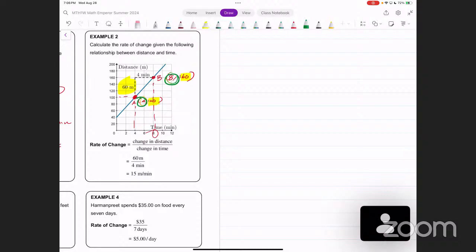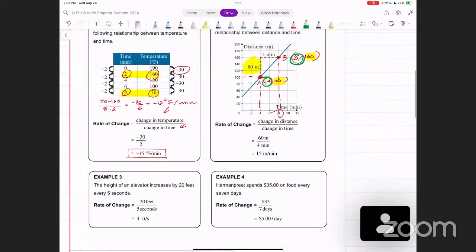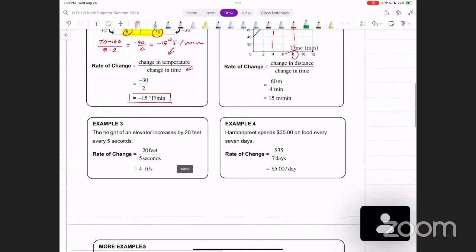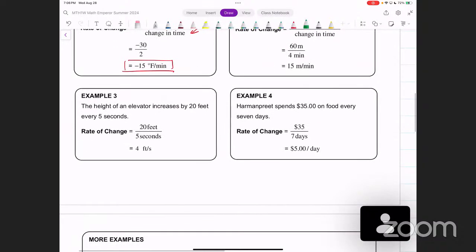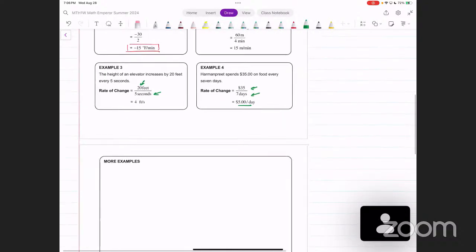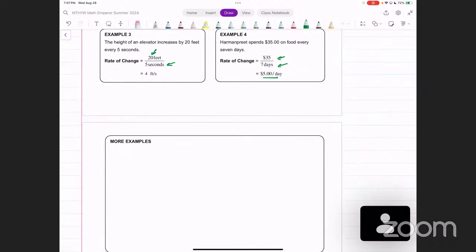All right, now let's go to another one, a word problem. The height of an elevator is increased by 20 feet every 5 seconds. That's easy. The change in height is 20 feet, and you divide it by 5 seconds, right? And Harmanpreet spends $35 on food every 7 days. So per day, she's spending an average of $5, isn't it? Are you seeing that?